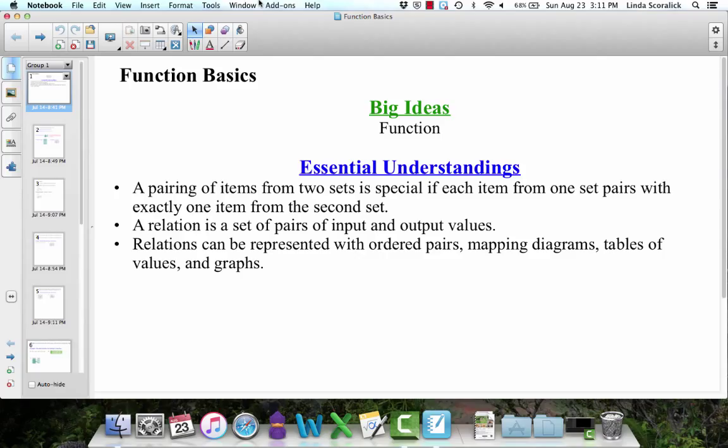we encounter in mathematics. Your big idea for this lesson is the idea of what a function is, and it's important that you walk away from this lesson understanding that a pairing of items from two sets is special if each item from one set pairs with exactly one item from a second set. It's also important that you walk away understanding that a relation is simply sets of pairs of input and output values, and that we can represent relations using a variety of different formats.